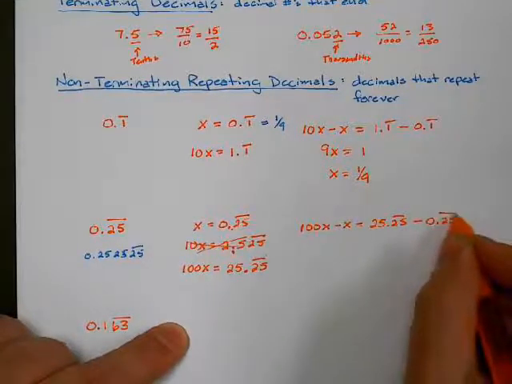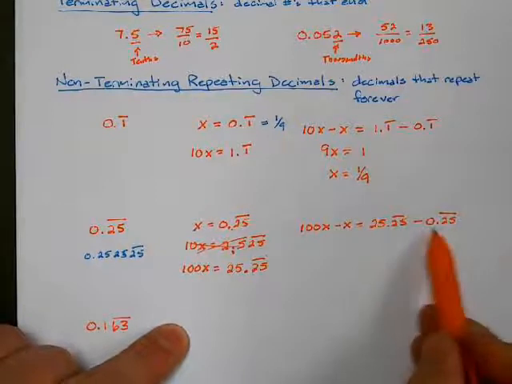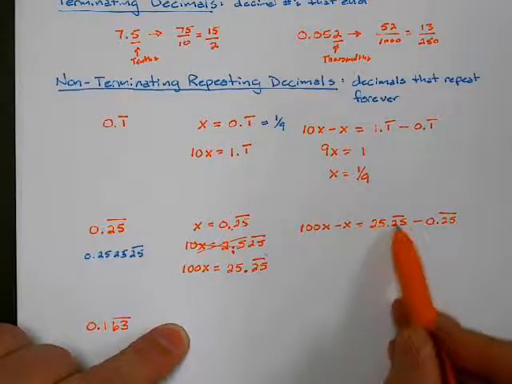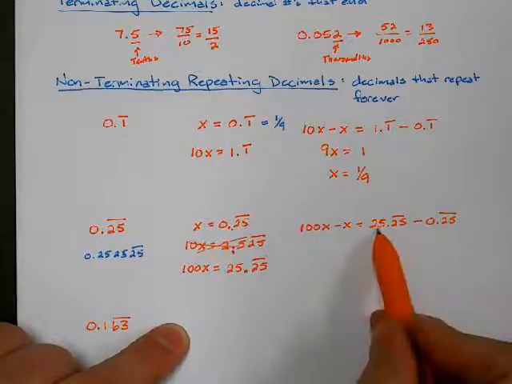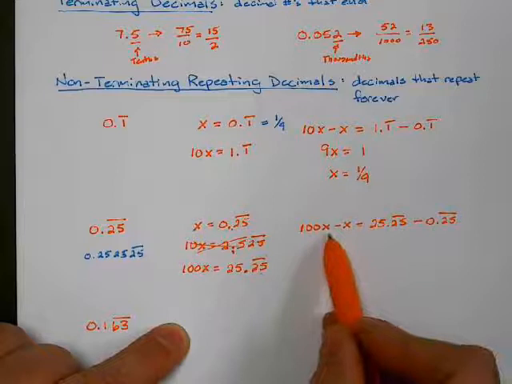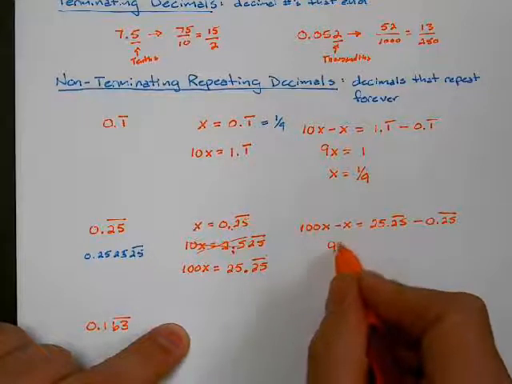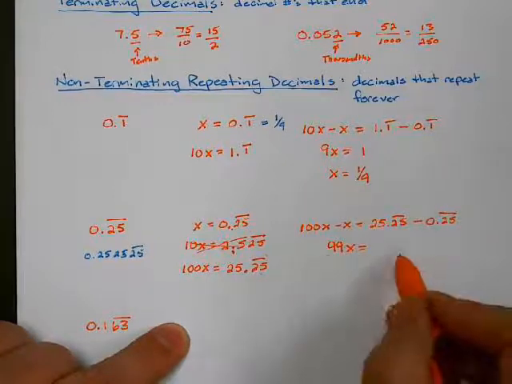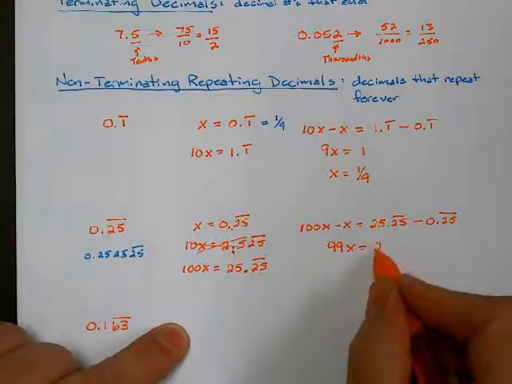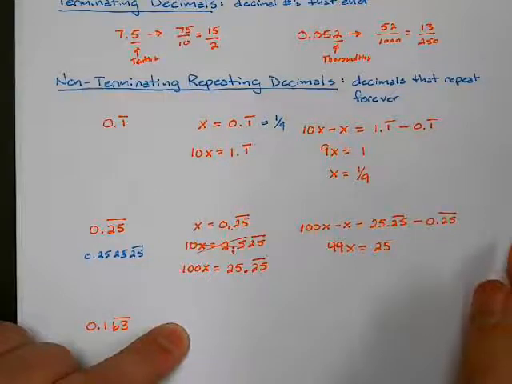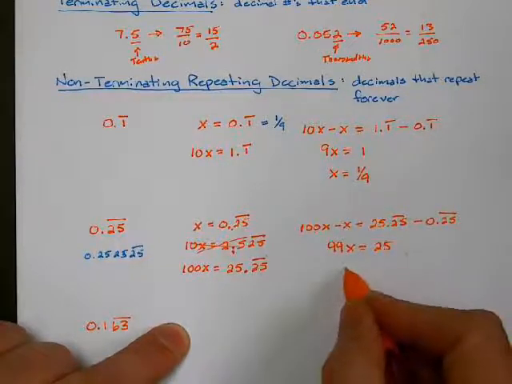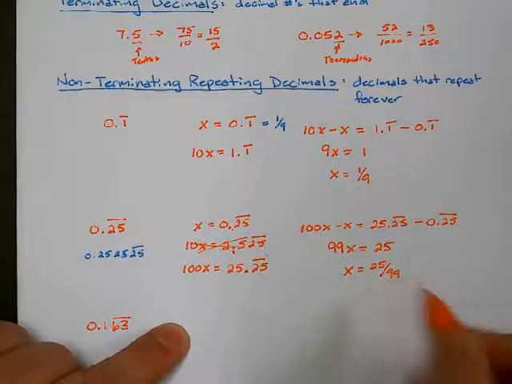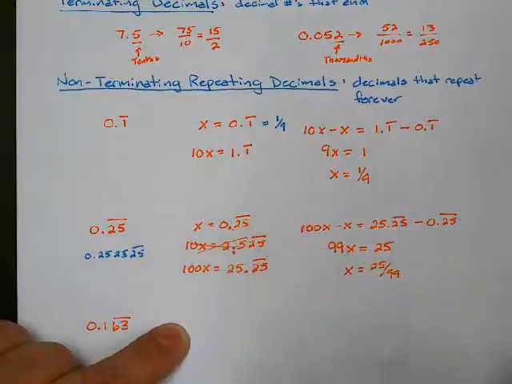And now when I subtract these, the 25 repeating is canceling out this 25 repeating, so all I'm going to be left with on this side is 25. Over on this side, I'm left with 99x. And so 99x is equal to 25. And I divide by 99 and get x is equal to 25 over 99. So that's what 0.25 repeating is. It's 25 over 99.